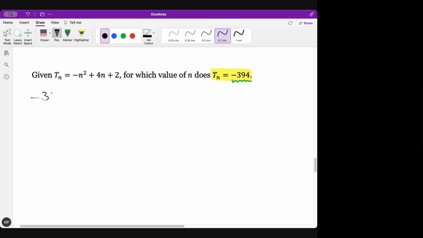After that, I want to hear your suggestions about what we're going to do here. Negative 394 is equal to negative n squared plus 4n plus 2. Let's hear. We have now substituted, okay? We were told that Tn is equal to negative 394, and we want to solve for n. So where do we go from here? Where do we go from here? Anyone?